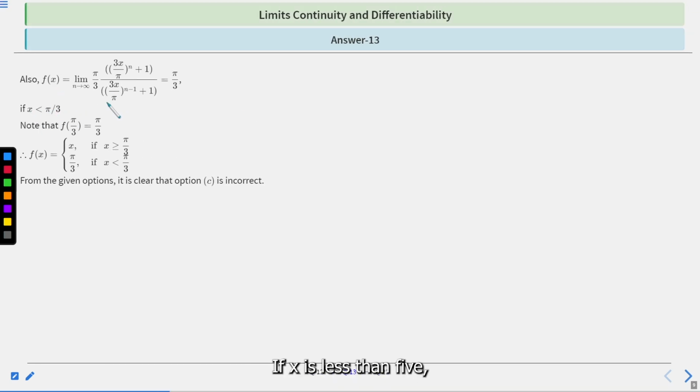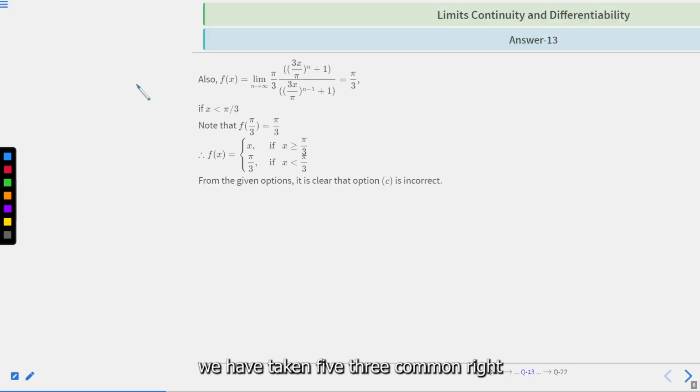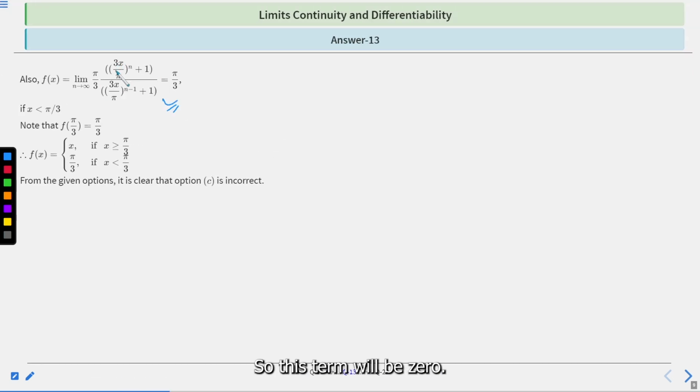If x is less than pi by 3, then after taking pi by 3 common, this term will be 0, this term will be 0, clear? So we got pi by 3 as the answer. So note that f of pi by 3 is pi by 3. Therefore, f(x) is x if x is greater than or equal to pi by 3, and pi by 3 if x is less than pi by 3, right?